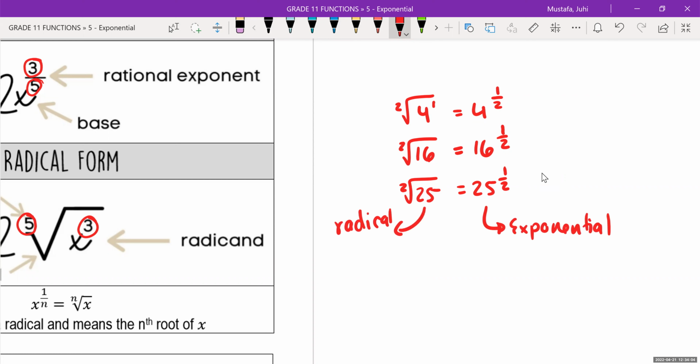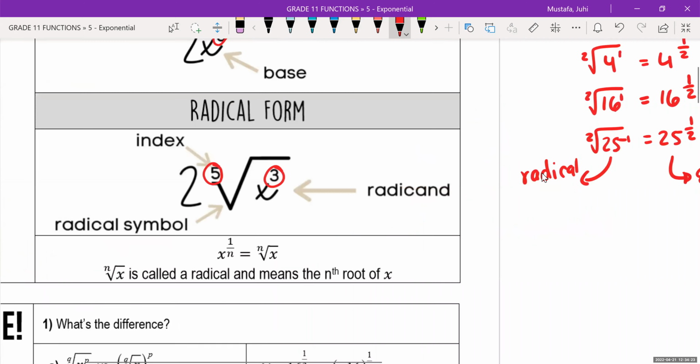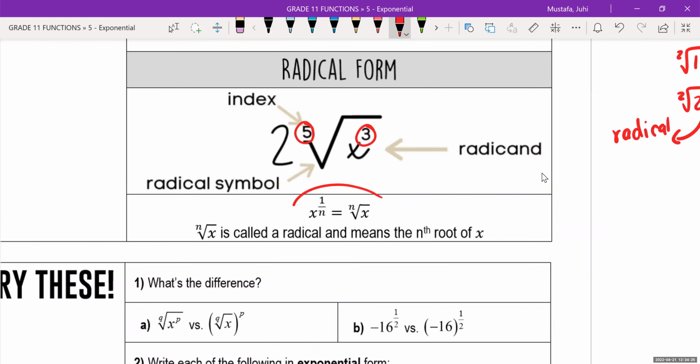Now, you're obviously not always going to have an index of 2. You can have an index of anything, but the rule still applies. You take the number or the exponent attached to the base, that's the numerator, the index is the denominator. Okay, we're going to get lots of practice doing this. So if you feel confused, don't worry, we're gonna do a bunch of questions. This is basically what you need to remember. X to the power of 1 over n is the same as root x with an index of n.